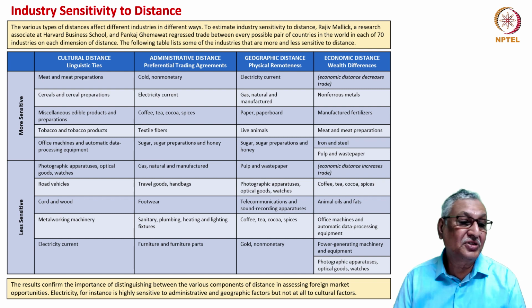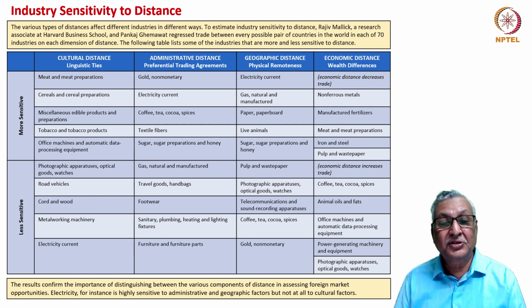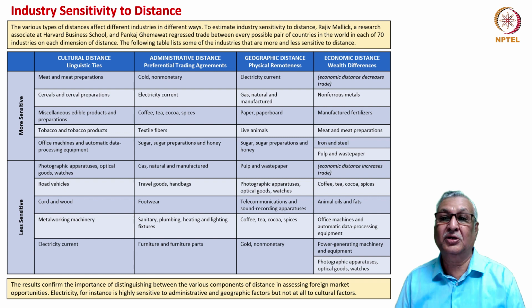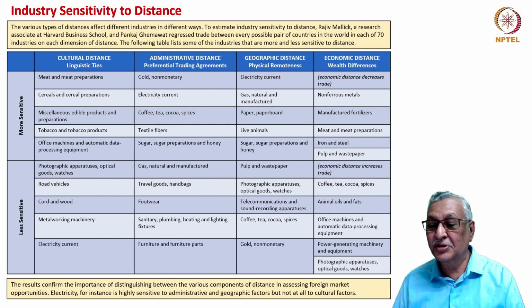Some products are less sensitive. The cultural distance, for example, doesn't impact much road vehicles, cork and wood, metalworking machinery, electricity current. The administrative distance doesn't impact much gas, natural and manufactured, travel goods, handbags, footwear, sanitary plumbing, heating and lighting fixtures, furniture and furniture parts. Physical remoteness doesn't affect much pulp and waste paper, photographic apparatuses, telecommunications, sound recording apparatuses, coffee, tea, cocoa, spices, gold and non-monetary. Economic distance doesn't affect much coffee, tea, cocoa, spices, animal oils and fats, office machines, power generating machinery, photographic apparatus, etc.